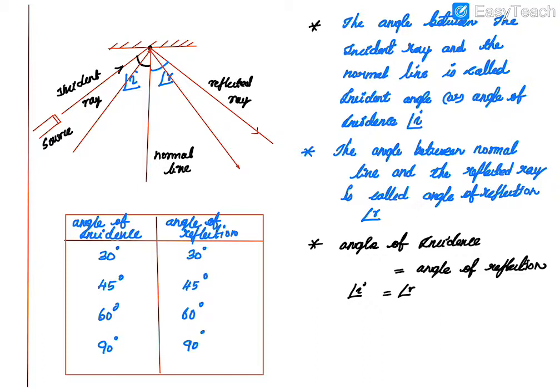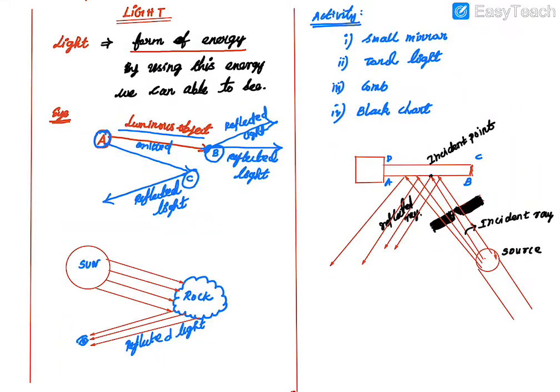So from this case what we can identify is called the law of reflection. First law of reflection: the angle of incidence must be equal to the angle of reflection. Then only we can say it obeys the law of reflection.